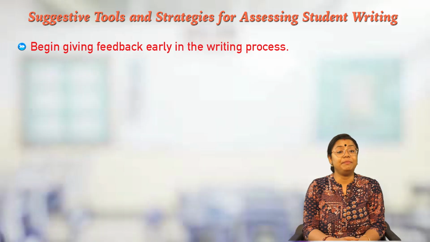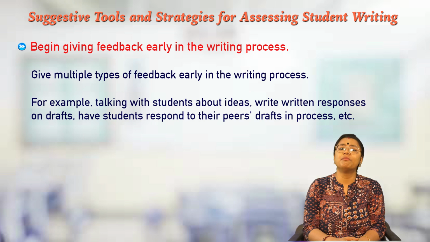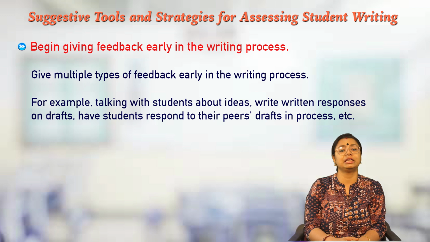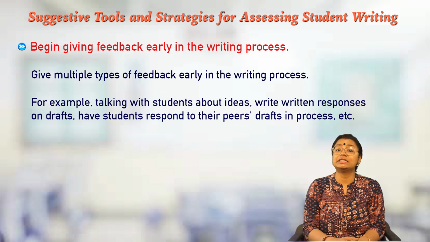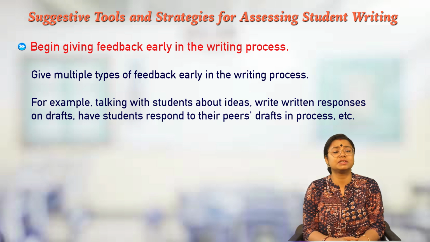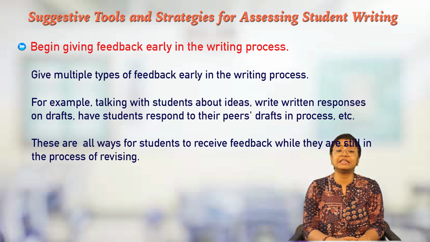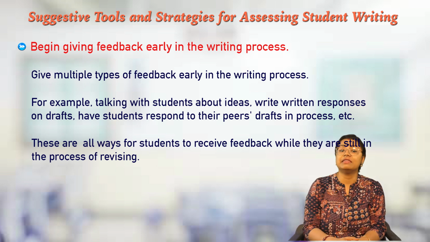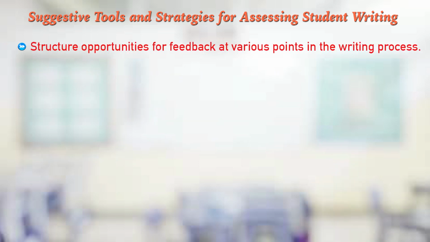Number 3, begin giving feedback early in the writing process. Give multiple types of feedback early in the writing process. For example, talking with students about ideas, writing written responses on drafts, having students respond to their peers' drafts in process, etc. These are all ways for students to receive feedback while they are still in the process of revising and rewriting.